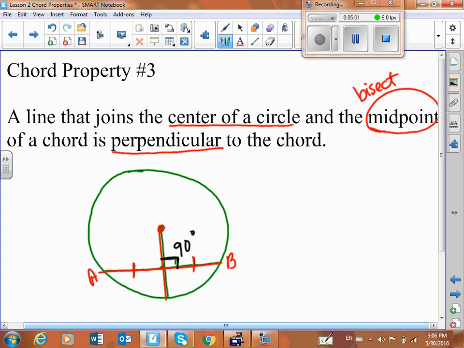And so I want you to know that one of the best hints that I can give you for any of these problems is to draw a radius.